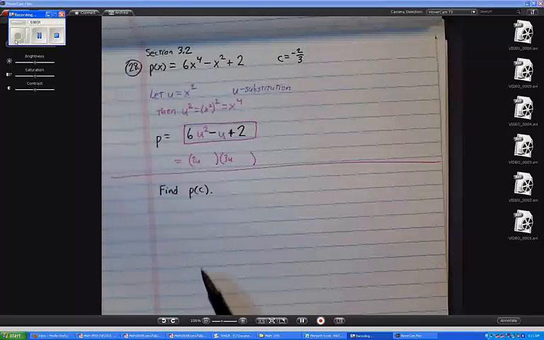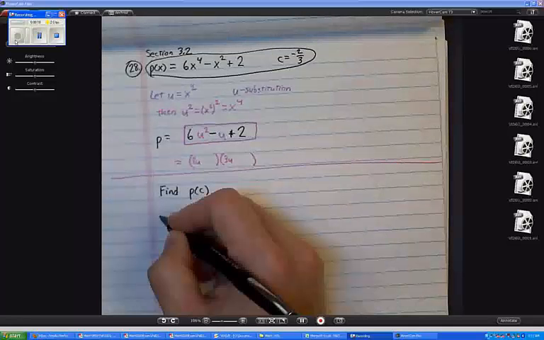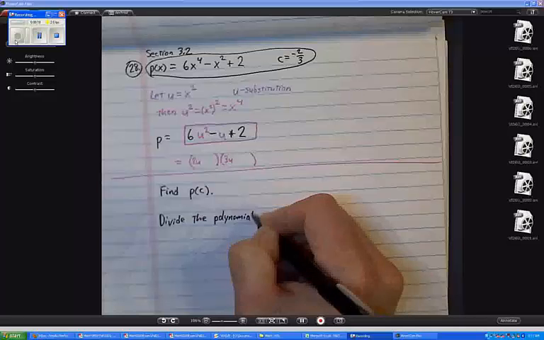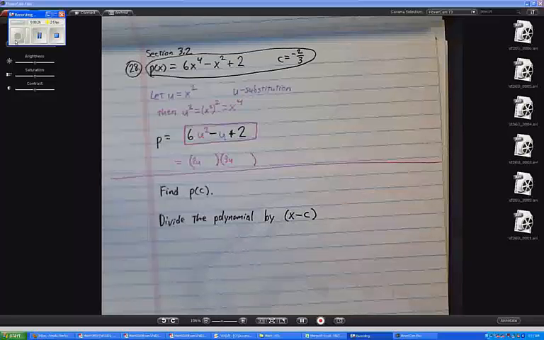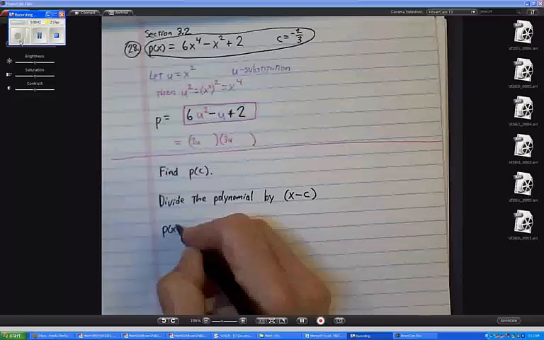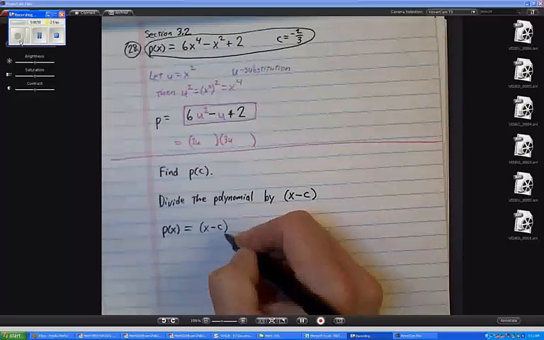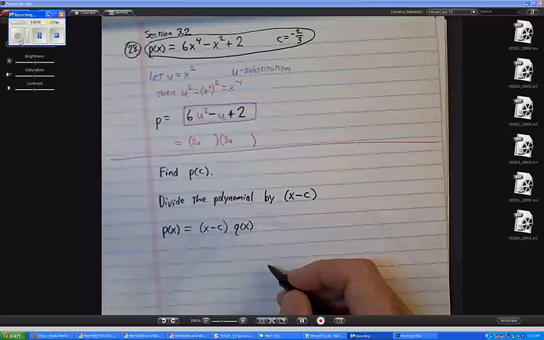So in my example here, here's the polynomial. They tell me c is negative 2/3. And so what I've been doing is dividing the polynomial by, well, we've been dividing by x minus c. Does that make sense to you guys? So in this example, what's going to happen? I'm going to take p of x, and I'm going to write it as x minus c times, the book calls it q of x, plus r.